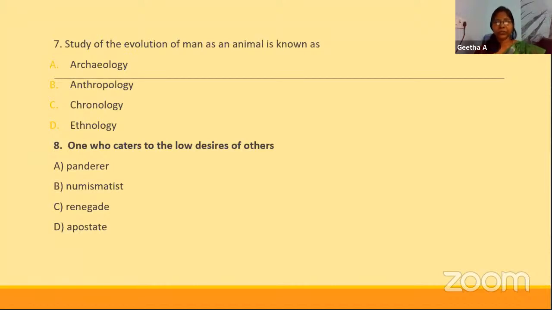Okay, so the next one is one who caters to the low desires of others: panderer, numismatist, renegade, and apostate.